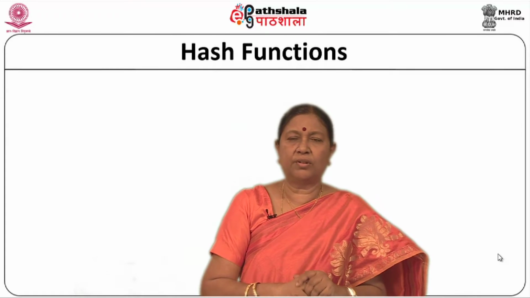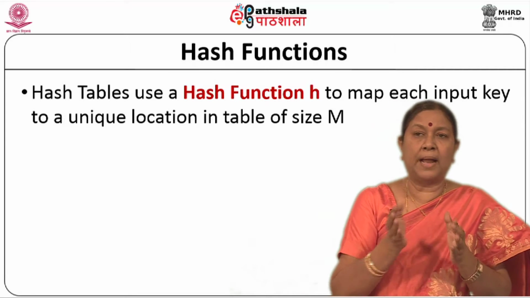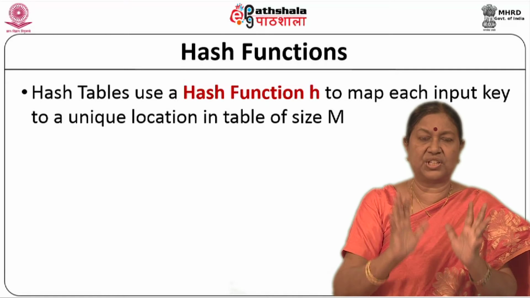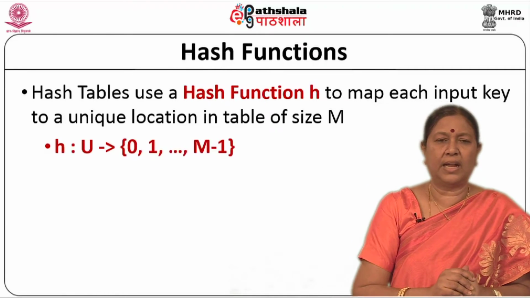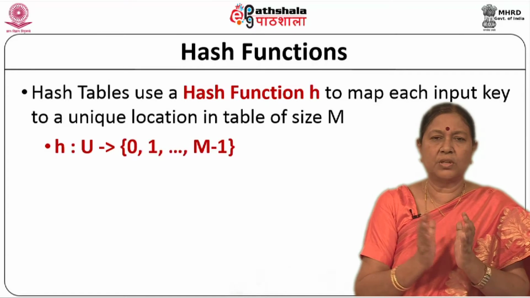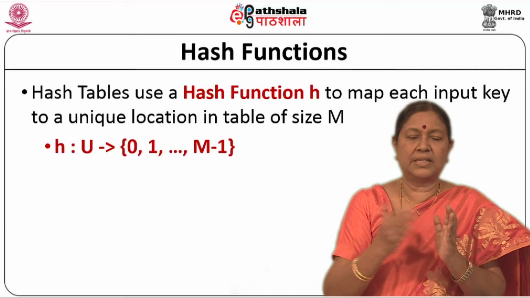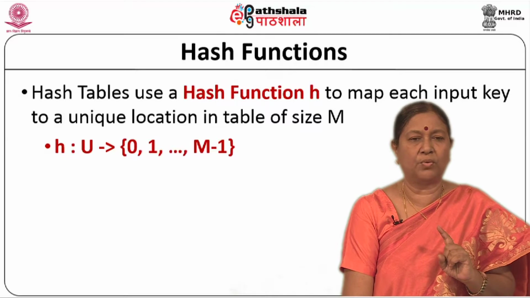As we already told you, hash tables use a hash function h to map the input key to a unique location in the table of size m. That is what the hashing algorithm does. Let us assume that you want to map a universal set of keys to the table of size m, that is, to integer values 0 to m minus 1.